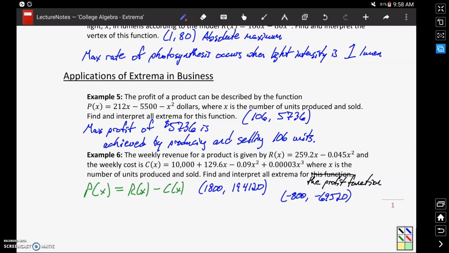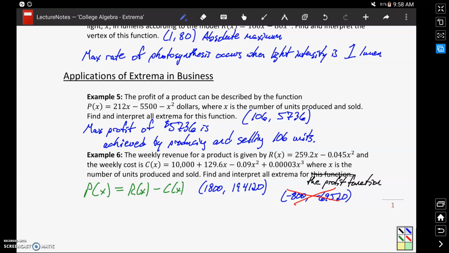The first step of interpreting these 2 points would be to throw out this point with x equals negative 800 completely. Because if x equals negative 800, that means we're producing and selling negative 800 units, which just doesn't practically make any sense. So even though mathematically we can arrive at that point, we throw it out since it doesn't make any sense in the context of our problem.